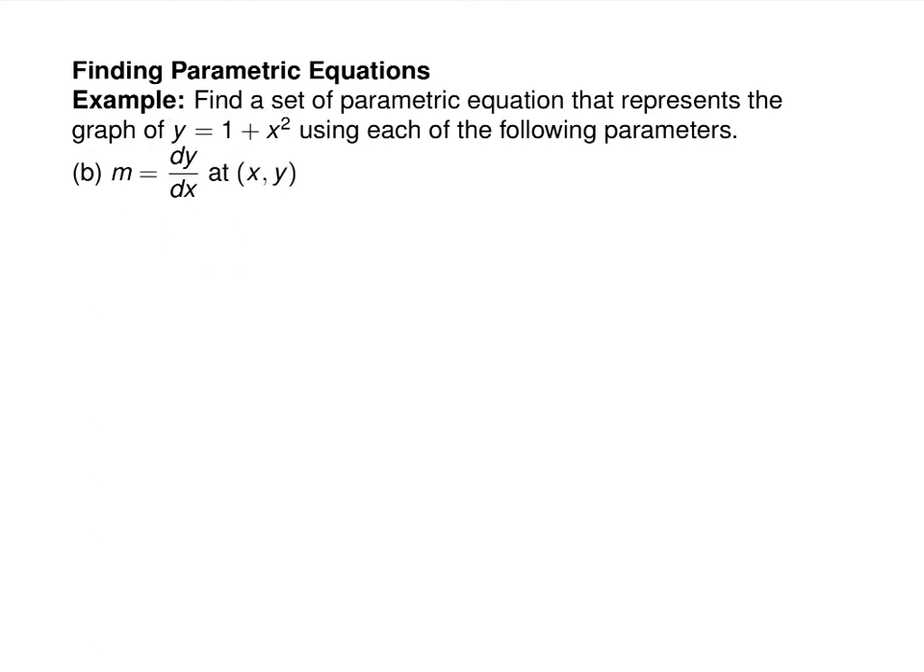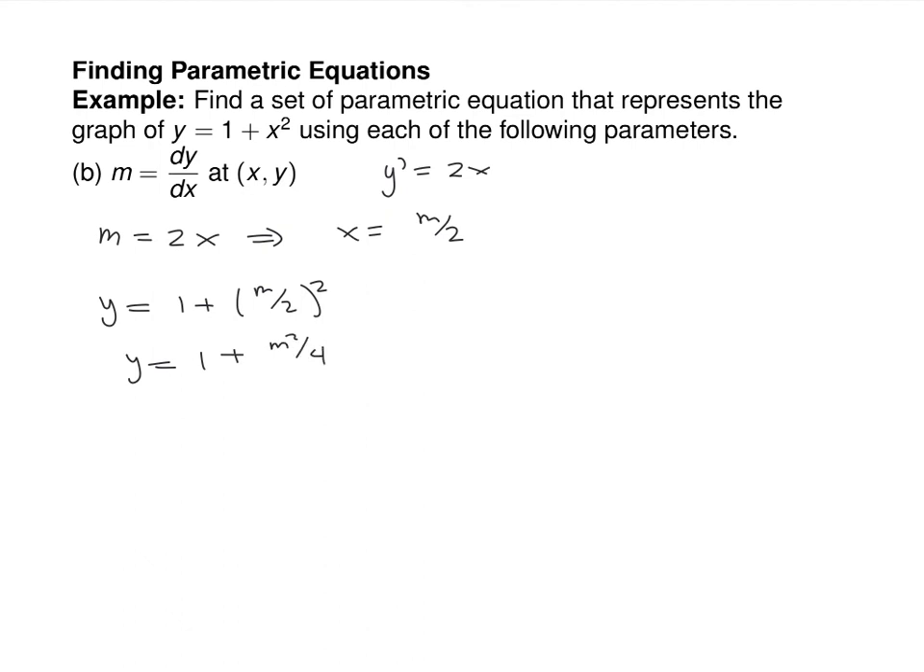Another way we could do this is we could parameterize using the slope of the tangent line at a given point. So notice that y prime is equal to 2x. So my parameterization could be m equals 2x, which would imply that x is m divided by 2. And then my y would be 1 plus m over 2 squared, or y would equal 1 plus m squared over 4. And that set of equations, x equals m over 2, y equals 1 plus m squared over 4, will also give me the graph of 1 plus x squared.